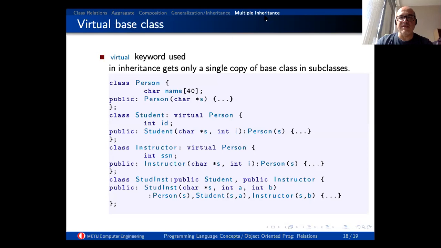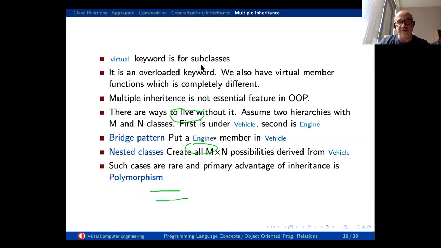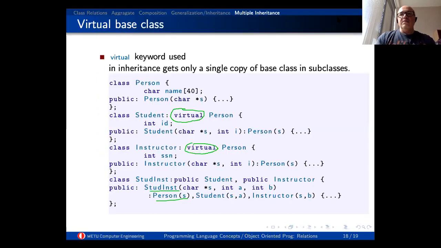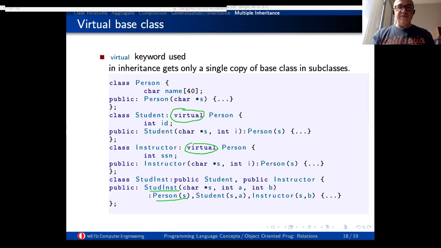The C++ designers' solution is an overused keyword which is called virtual: virtual public person, virtual private person. This derivation label follows that. By use of that, the person inheritance will become virtual. We add an extra redirection. Thanks to that, the student instructor can have a single person constructor, and it will contain only one person inside. So I have an example for that. Let me show you.